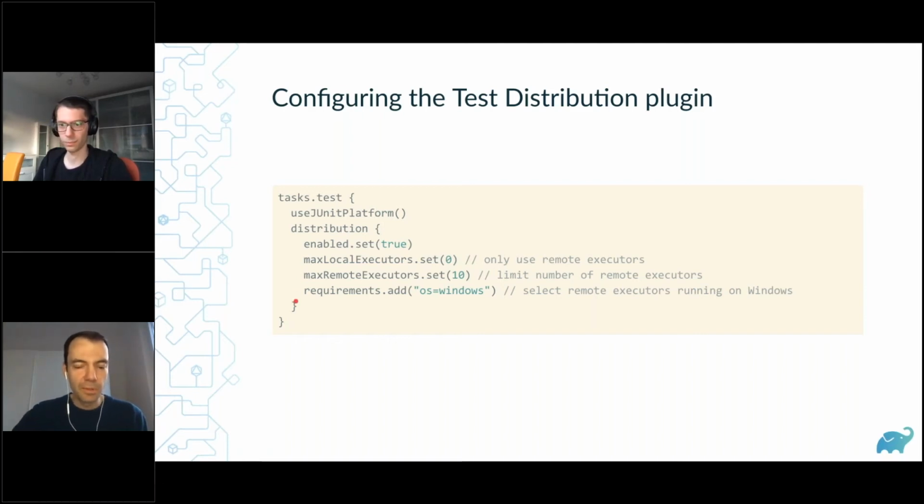And then last but not least, there's the requirements. So that allows you to put in any kind of string values that you then match against the agent's capabilities. And OS and JDK are automatically detected. You can add additional ones to the agents, as I will show later.